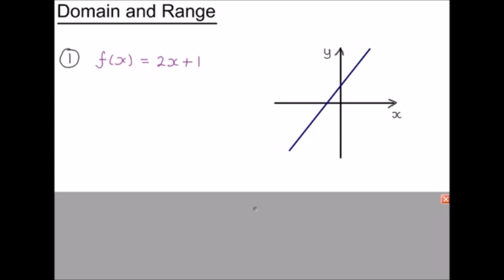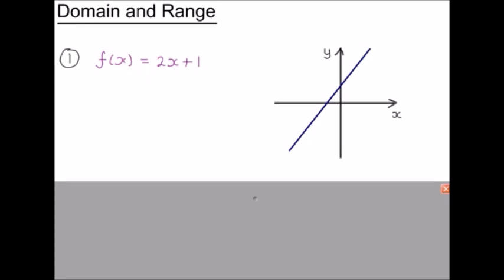The domain and range of a function. Example 1. Our function is 2x plus 1. The domain is the set of values of x, and the range is the set of values of y. And in this graph, x can take any number along the number line here. So we can write x like this. And y can take any value along the y-axis there. So we can write y like this. It can take any real number.